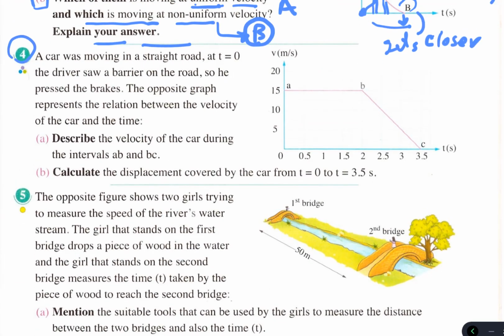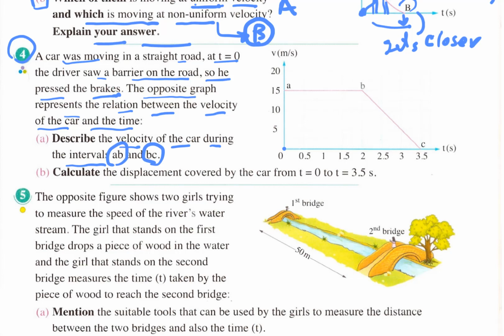Number 4. A car is moving in a straight route. At t equals 0, the driver saw a barrier on the road, so he pressed the brakes. The opposite graph represents the relation between the velocity of the car and the time. Describe the velocity of the car during the intervals AB and AC.